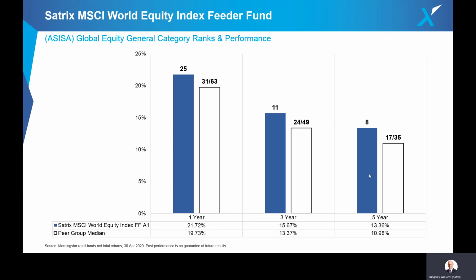If we look at the right here, our MSCI World Equity Index feeder fund delivered 13.36% per annum on average over a 5-year period. It was the 8th best performing fund out of 35 funds available in South Africa offering global equity exposure. The median performance is essentially the mid performer across the range of 35 funds. It would be the 17th best performing fund, and you can see our MSCI World Index Tracker, after costs, significantly outperformed the median within this category over all periods.